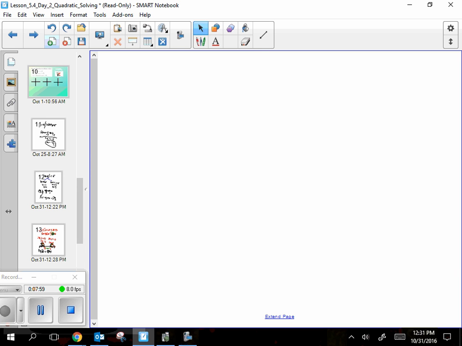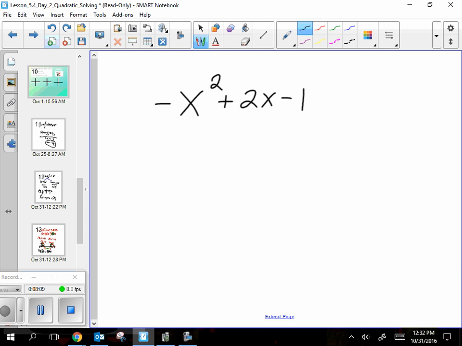Okay, so what if you had to solve this? Notice the negative. And it's not going to factor. Run me through the steps. What's the first thing you think? If you can factor it, you should. Well, I can't factor, so now what?